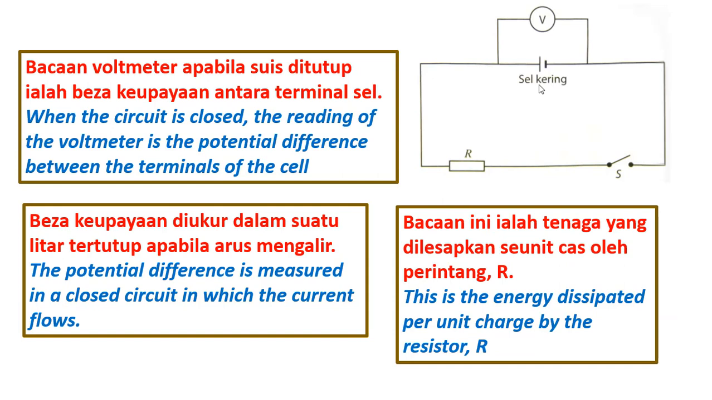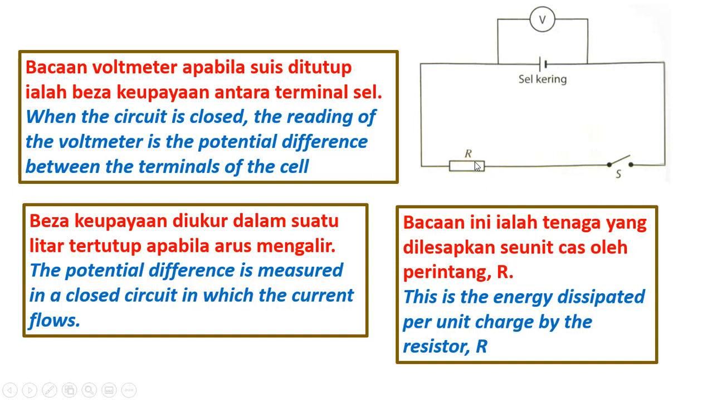When the circuit is closed, the reading of the voltmeter is the potential difference between the terminals of the cell. The potential difference is measured in a closed circuit in which the current flows, and this is the energy dissipated per unit charge by the resistor R. Okay, so now when the switch is on, the battery supplies energy to move 1 coulomb of charge until it comes to the resistor. Let's say this is a light bulb.